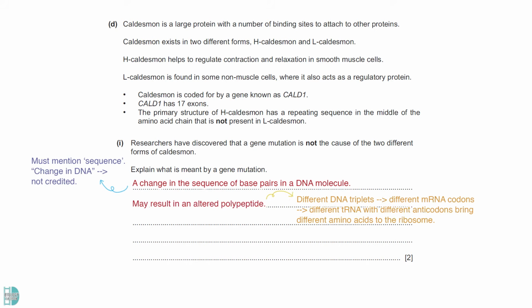This change in sequence causes a change in the codons. Different tRNA with different anticodons will bring different amino acids to the ribosomes. It results in the production of an altered polypeptide. In other words, the amino acid sequence or primary structure of the polypeptide it codes for is altered.